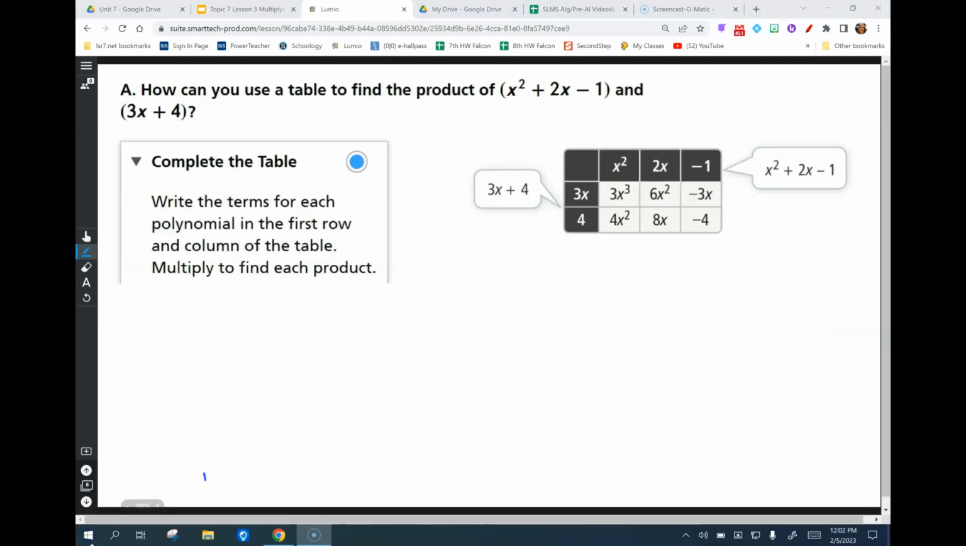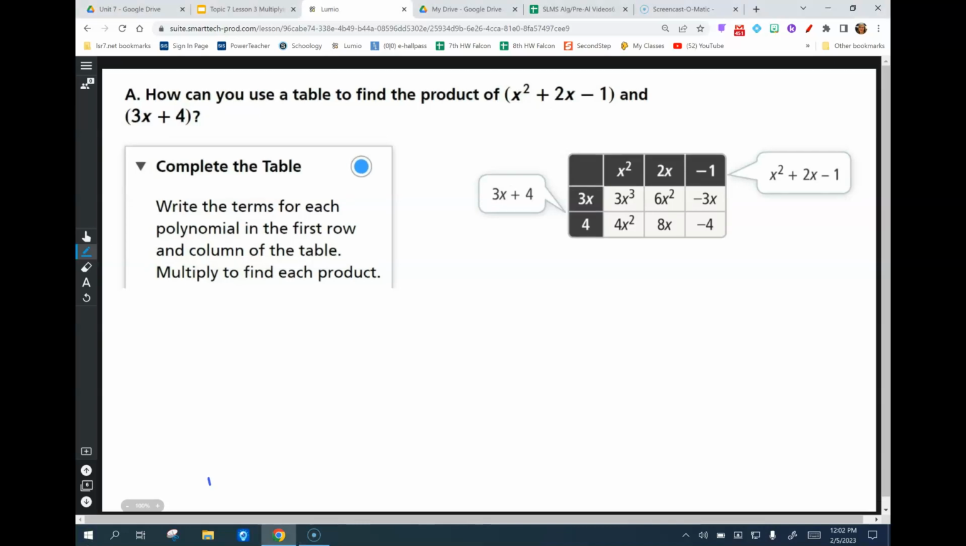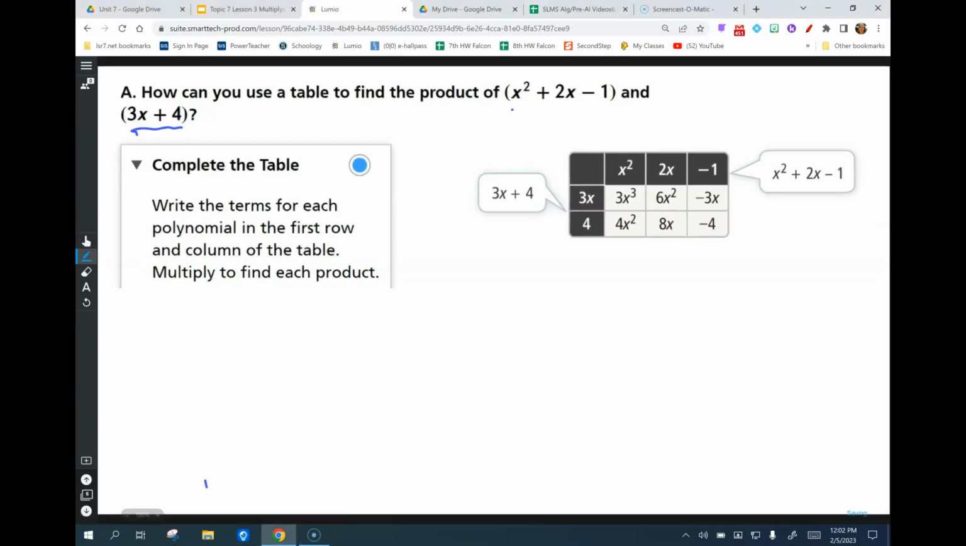The next thing we're going to do is multiply a binomial, 2 terms, times a trinomial. Okay, so if I want to do that, again, I can use box method. So I can put 3x and 4 right here, and then I'm going to put x squared, 2x, and negative 1 over here. And you can see you're just going to multiply and find all those little boxes. So this is one way of doing it, box method. Okay, and I wanted you to see that one.